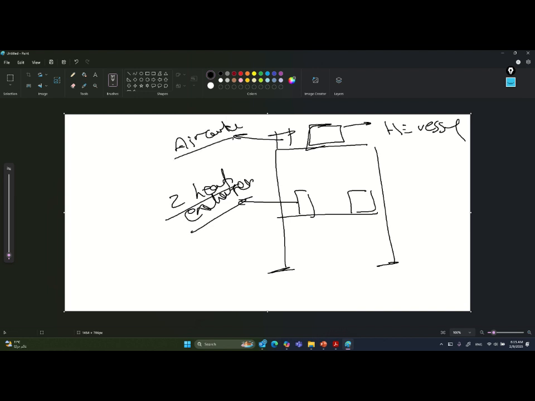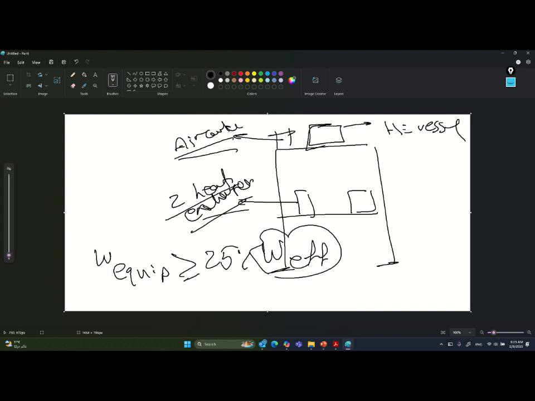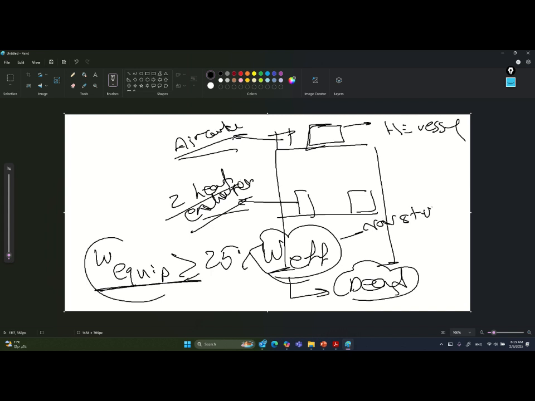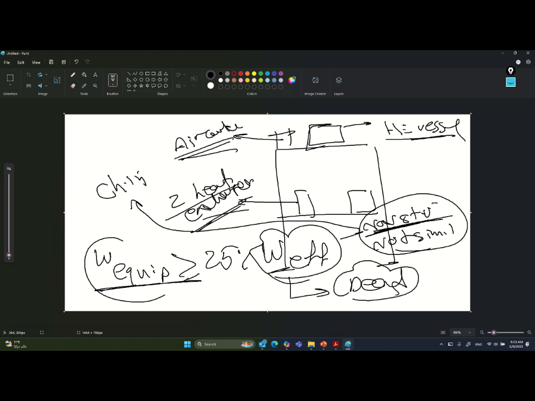So if the weight of these vessels, so any equipment weight, is more than 25% of the W effective, which is concentrated in the dead load of the body of the structure and the superimposed dead load, then I can consider it as a non-building structure. In this case, of course, the horizontal vessel, the heat exchanger and the air cooler are non-building structures, not similar to buildings. So I will have to solve them with chapter 15.